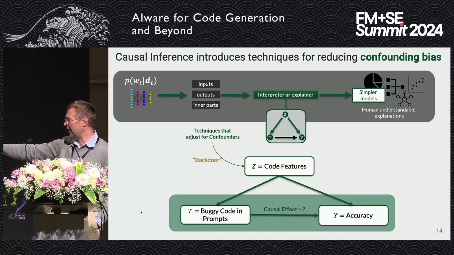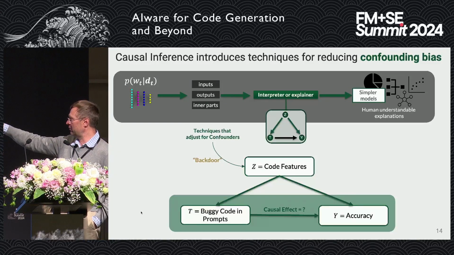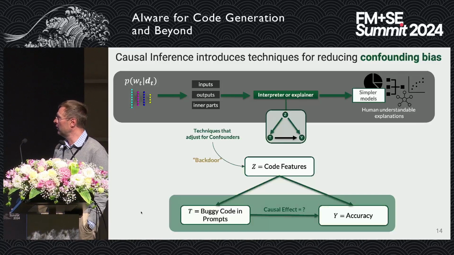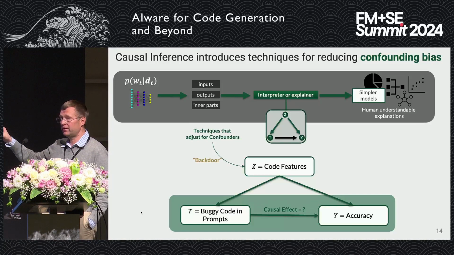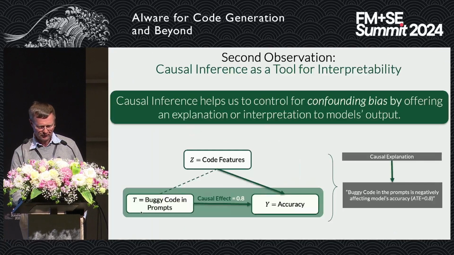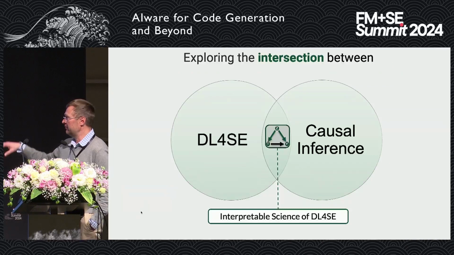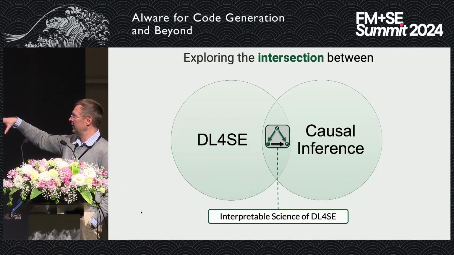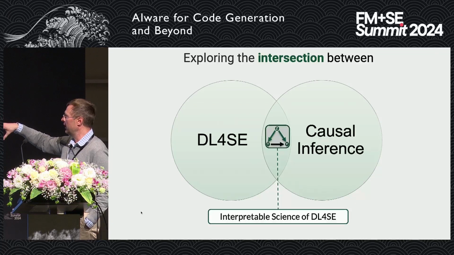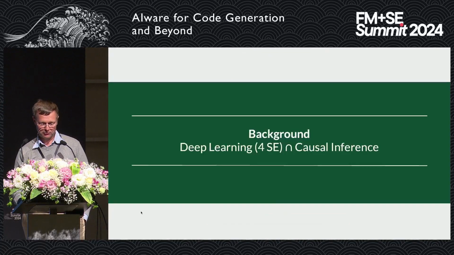So we're trying to understand how and whether bugs in the prompt have any impact on the generation accuracy in the presence of some of the features that we care about. And we can actually control some of these confounding factors, reduce the impact on the results, and actually see how that will impact the relationship between treatments and outcomes. So causal inference essentially helps us to control for confounding bias by offering explanation or interpretation into models' output. And essentially, if I had to graph where all this work resides, it's at this intersection of deep learning for software engineering and causal inference, which we call interpretable science of deep learning for software engineering.